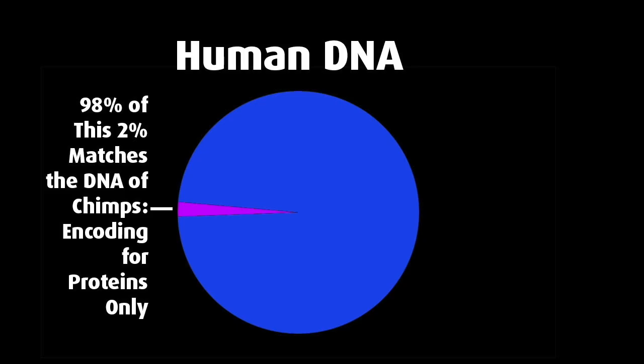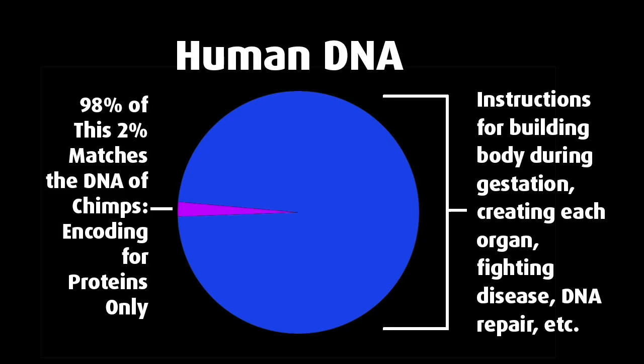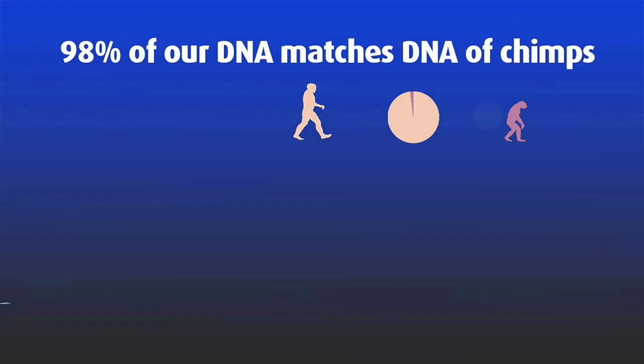If we actually look at the rest of the DNA, there's a huge volume of information there to tell the body how to create each one of the organs, how to create the body during gestation, how to fight disease, how to repair DNA. There's just a massive amount of information there that's not even being considered. But even if you want to accept the premise of 98% of human DNA matching chimp DNA, which is not true, then look at this.